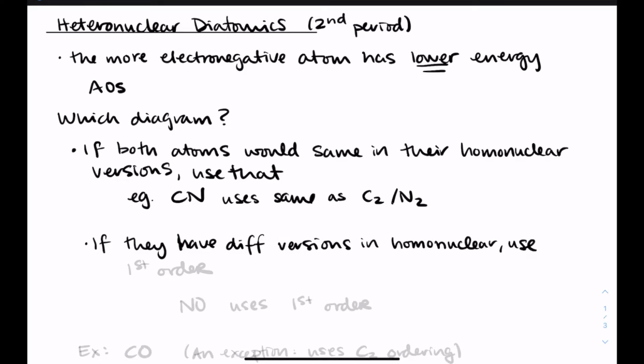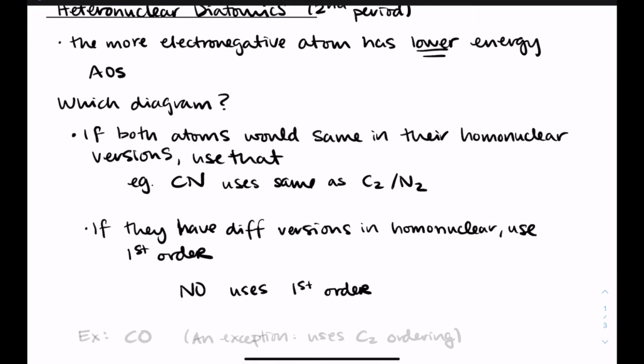If they have different versions in homonuclear, use the first order diagram. So NO, right? Nitrogen is in the first half, oxygen is in the second half. We're going to use first order.